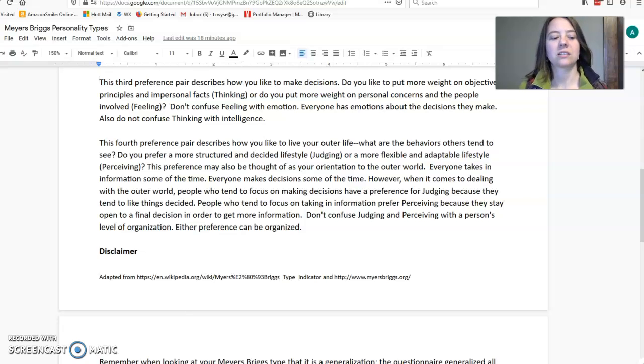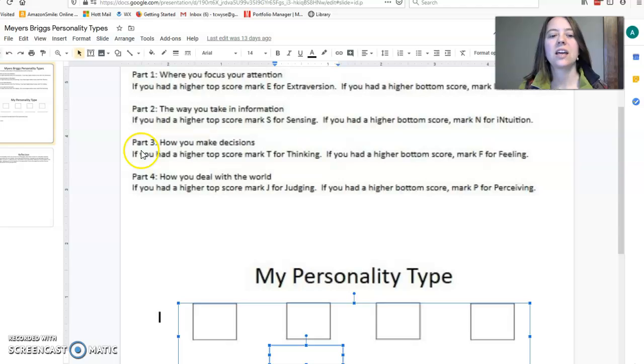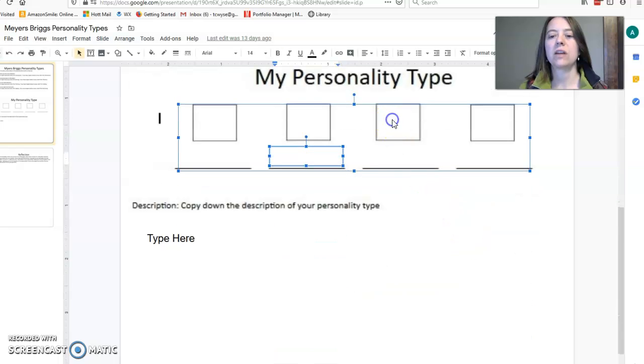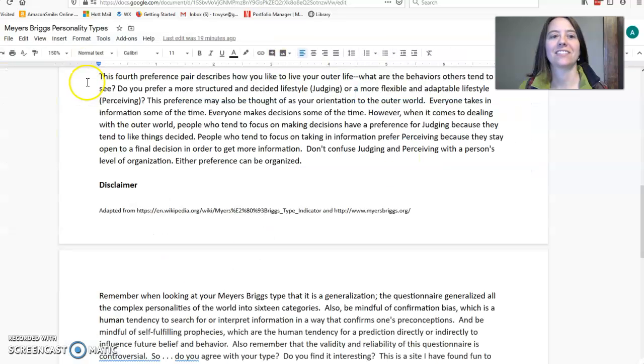Those are different things. Coming to our document, if you had a higher score for inventory 3A, you put a T for thinking, and if you had a higher score for inventory 3B, mark an F for feeling, and then you're going to come down here and either put a T or an F, and then thinking or feeling. So this fourth preference pair describes how you like to live your outer life. What are the behaviors others tend to see? Do you prefer a more structured and decided lifestyle, judging, or a more flexible and adaptable lifestyle, perceiving?